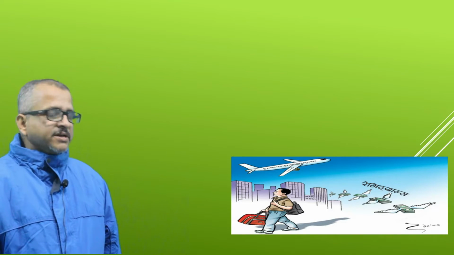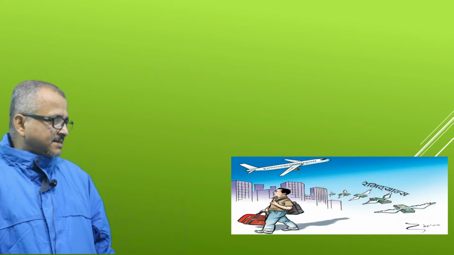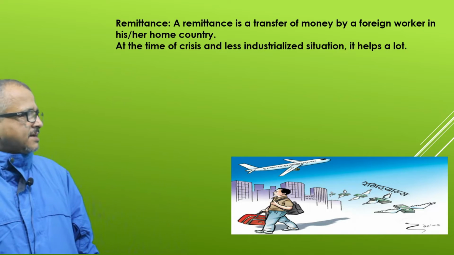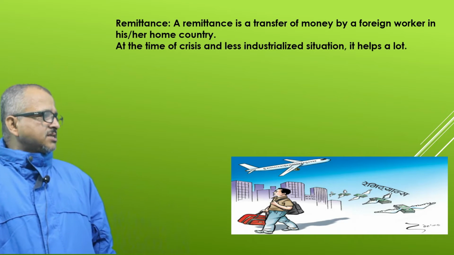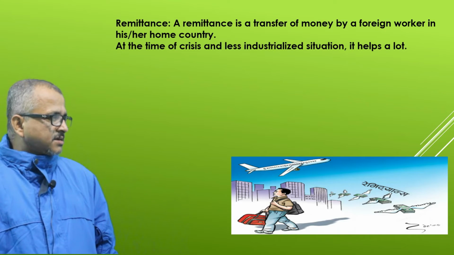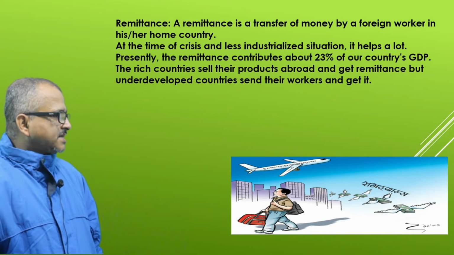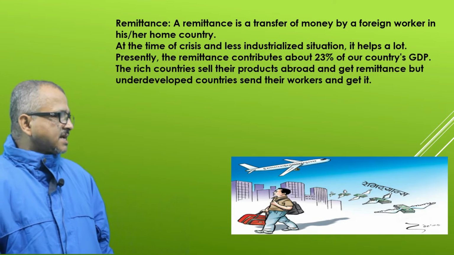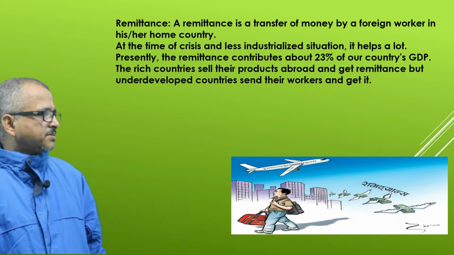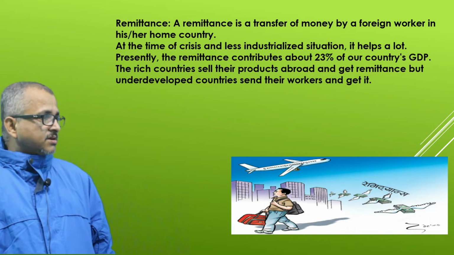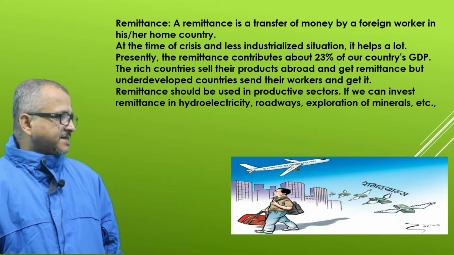Remittance: the money sent by immigrant workers is known as remittance. Foreign worker जसलाई भनिन्छ. At a time of crisis and less industrial situation, it helps a lot हाम्रो देशमा where lots of people are unemployed and we have little industry. Presently remittance contributes 23% of the country's GDP. So rich countries sell their products abroad and get revenue, but in underdeveloped countries we have to send our workers to work there, and from there we get our money.